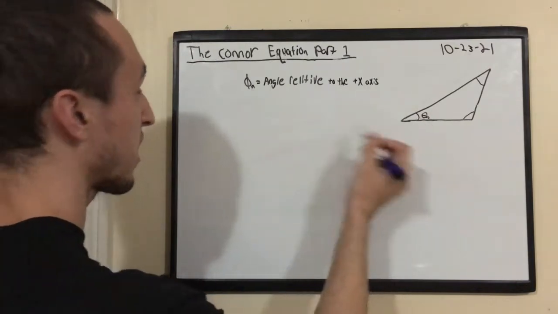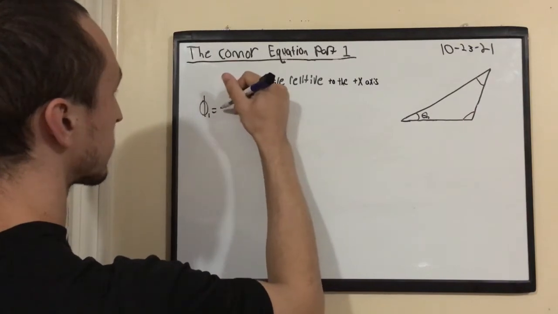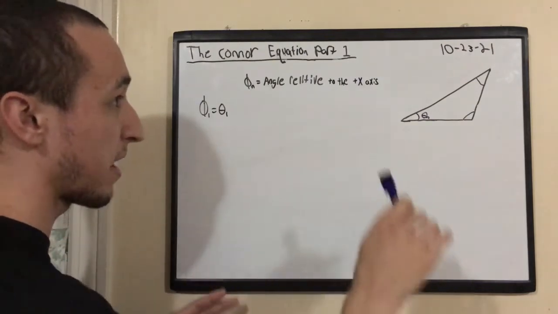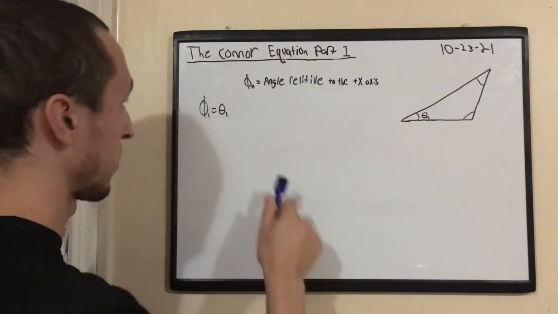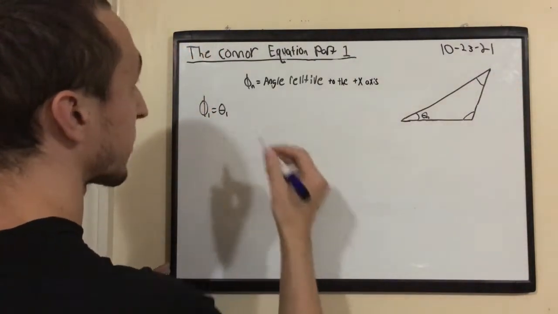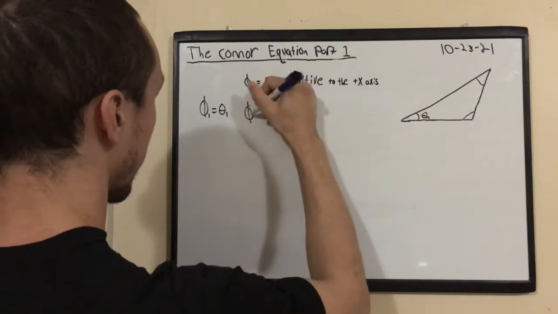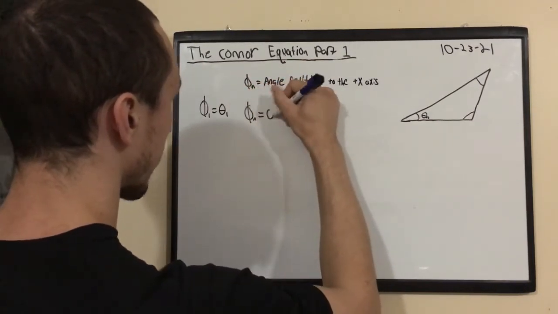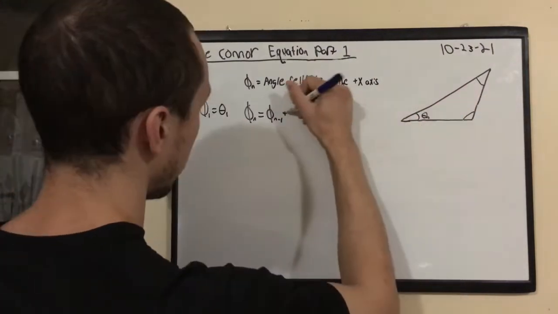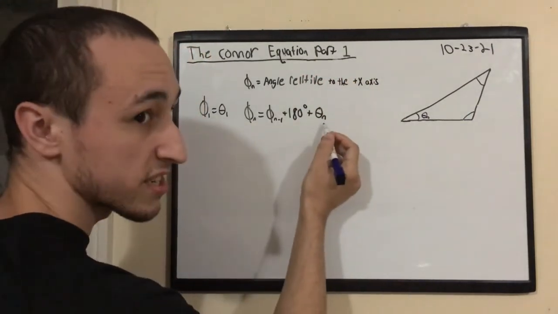So, we can start out by saying with any polygon, phi 1 is going to equal theta 1. That's the same for any polygon you're going to apply this formula to. This is your starting point. Beyond that, of course, we need a way to figure out what the next phi's are, and so we have this equation: phi n equals phi n minus 1, the previous phi, plus 180 degrees plus theta n, the interior angle.